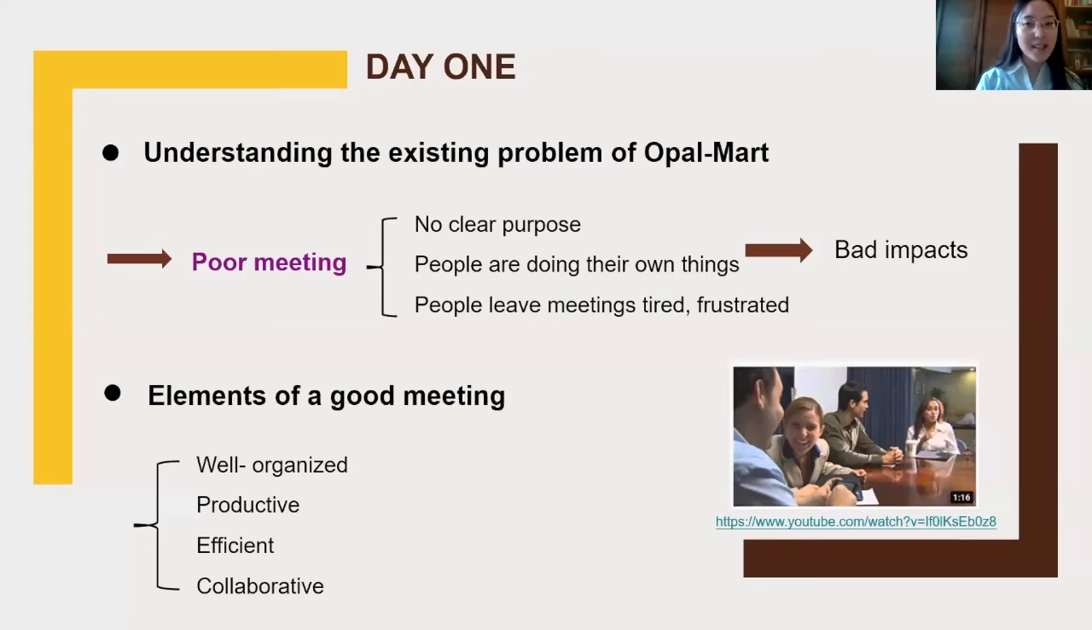Generally, a poor meeting contains the following elements. First, meeting going on without a clear purpose. Next, people are doing their own things, like texting and talking. Third, people show up who are not prepared. Fourth, people leave the meeting tired, frustrated, angry, and depressed.